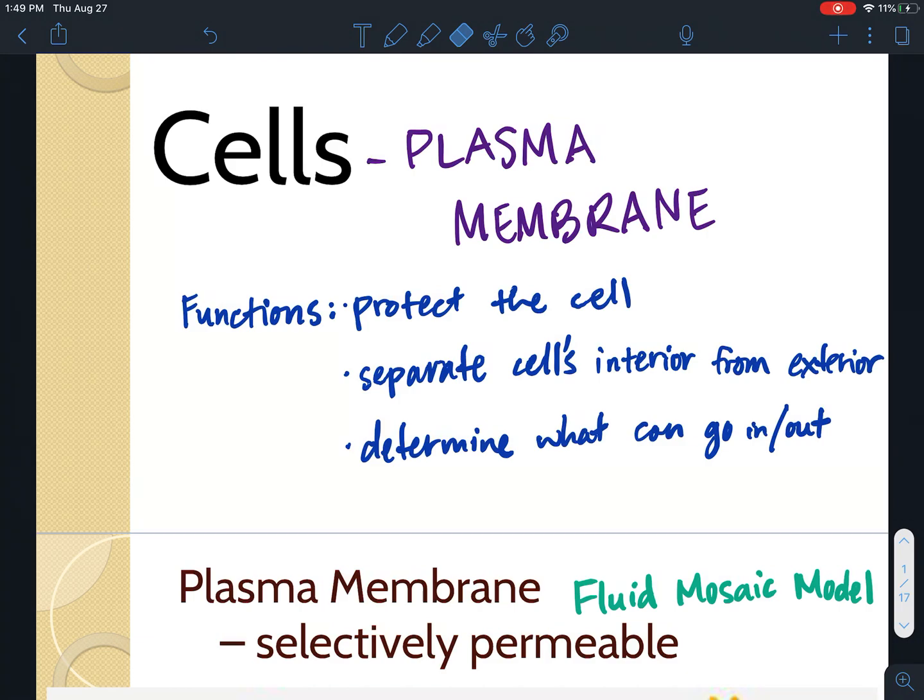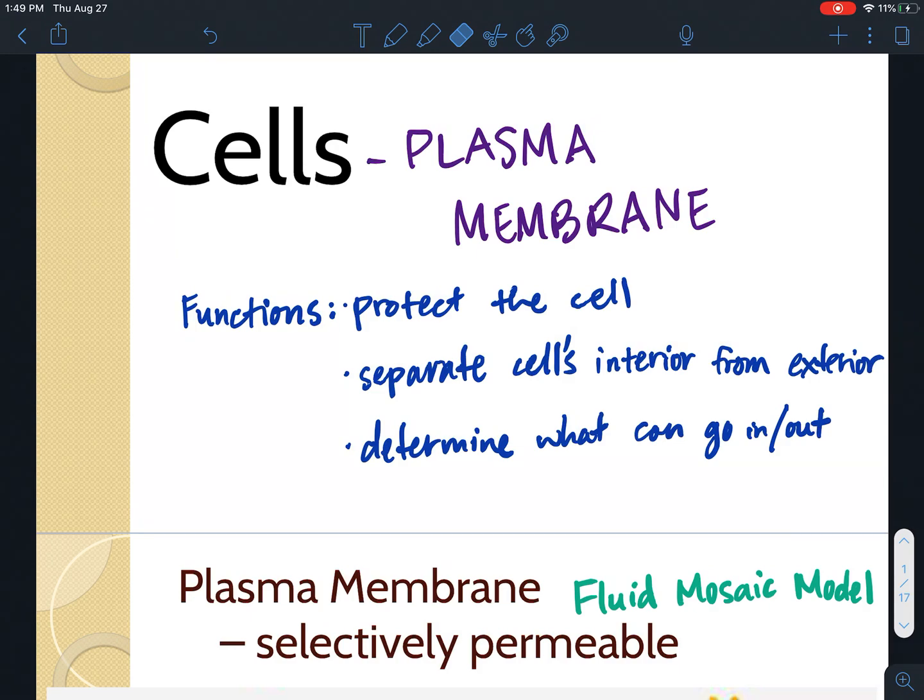Hey guys, we're going to talk about the plasma membrane today. This will finish out your cell notes. The plasma membrane is a membrane that goes around animal cells, and it is super important because its primary function is to protect the cell. There are a couple of ways that it does that.